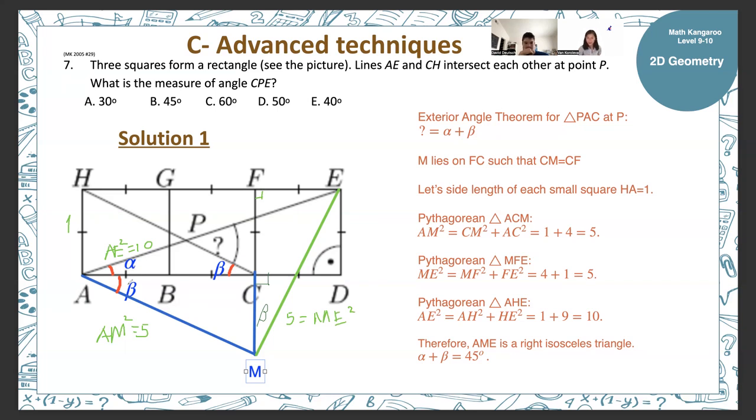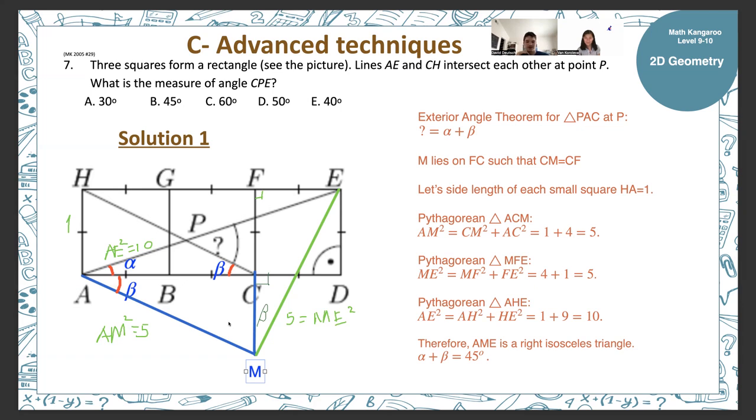And for this one, part of the reason you can get to the solution very quickly is because the pictures are very much drawn to scale. So once you bring beta and alpha here, I think you can quickly see right away that AME is a right isosceles triangle, and we just work backward to see how we can prove that. There's already another completely separate solution we'll show, but there are a million ways to do geometry problems.